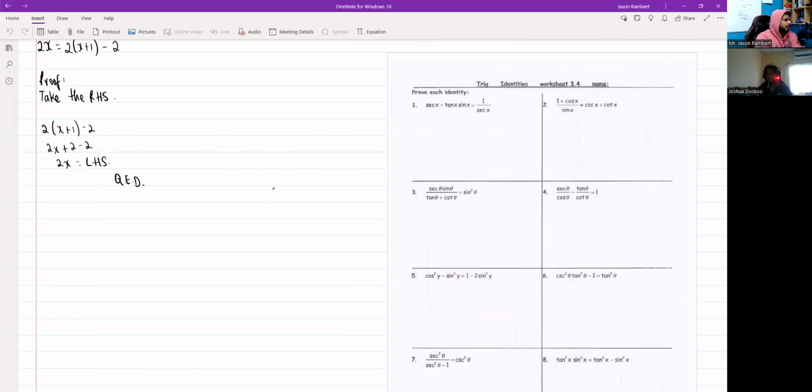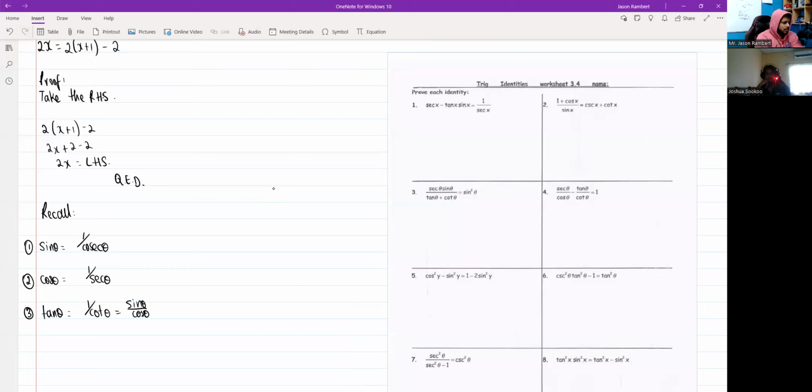So, recall. These are super important. 1, sine theta is equal to 1 over cosec theta. And however we decide to manipulate it, we can. 2, cosine theta is 1 over sec theta. Again, however we want to manipulate it, we can. 3, tan theta is 1 over cot theta, which is sine theta over cosine theta.